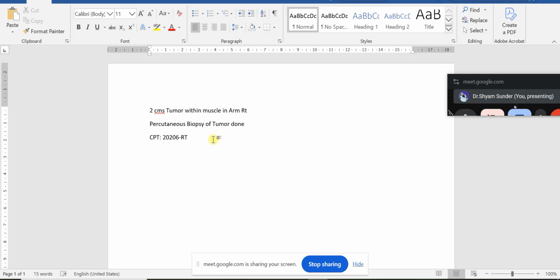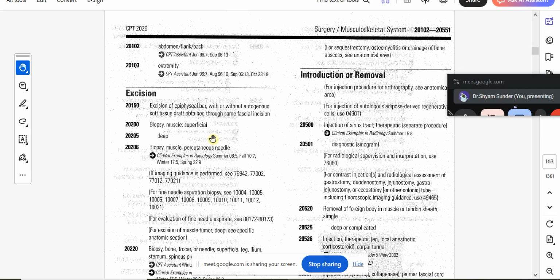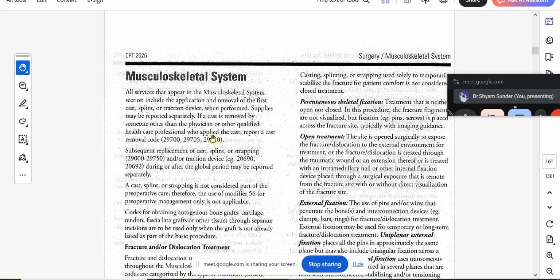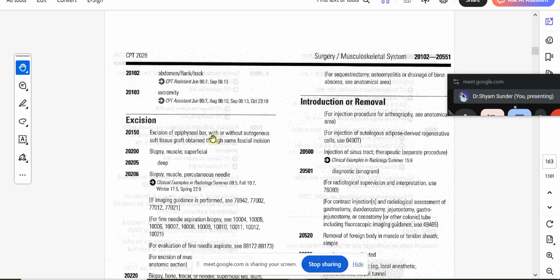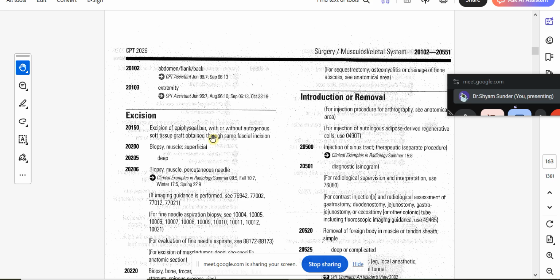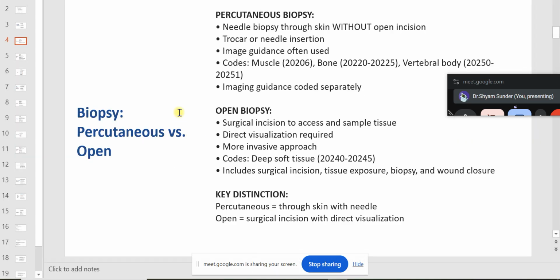So this is how you find it. Every time, look for the code under the general section. If you don't find it, you can go to the particular body area, or vice versa. You can directly go to the body area. If you don't find it, you can come to this general section. Either way. So any questions up to biopsies? So this way you can find the code for biopsy.